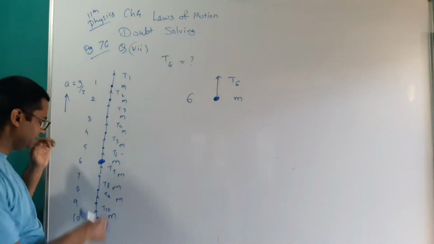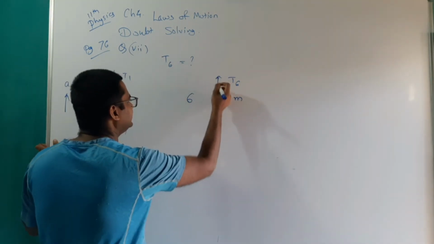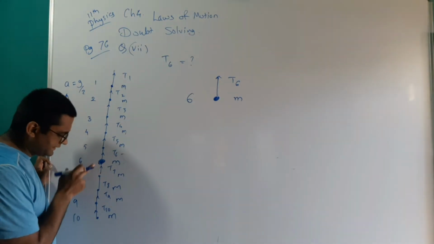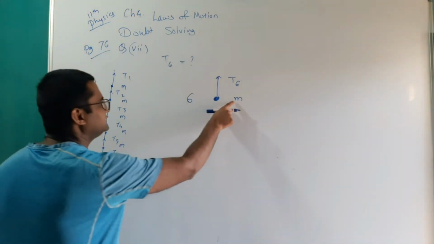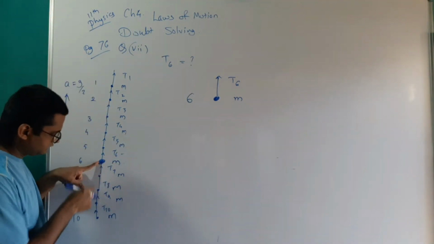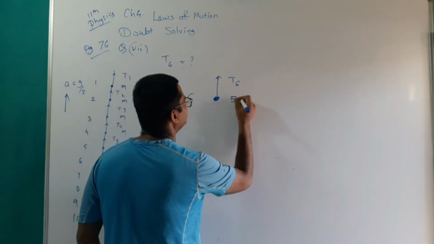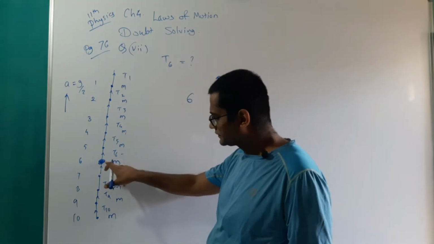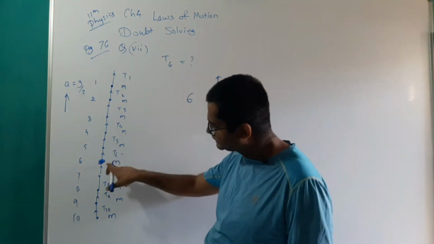So if you look at this particular string, it is supporting the mass of this particular particle, as well as this, and all these. So we can simply replace this m by 1, 2, 3, 4, and 5m. So we will replace this mass m by 5m. Why am I doing this? Look at the diagram once again. This T6, let us consider this string. It is pulling this particular mass.